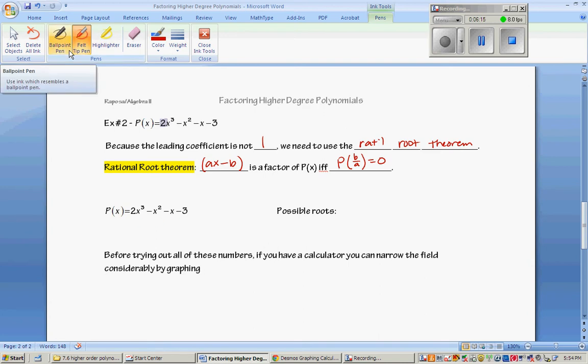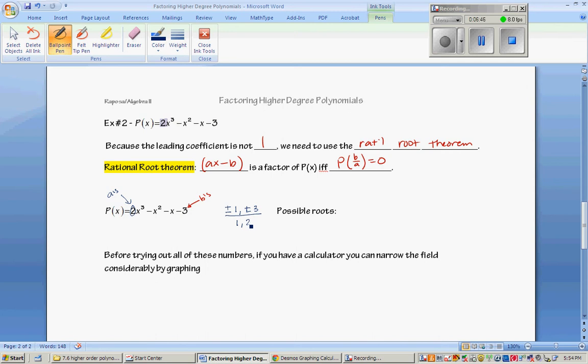So what we're going to do is write down what the possible roots are. You're going to get your b's from here, just like we did. So we're going to write down all the factors of negative 3: plus or minus 1 and plus or minus 3. Then we're going to get our a's from over here. Since it's positive, mercifully, we just have 1 or 2. Those are the only factors of 2.